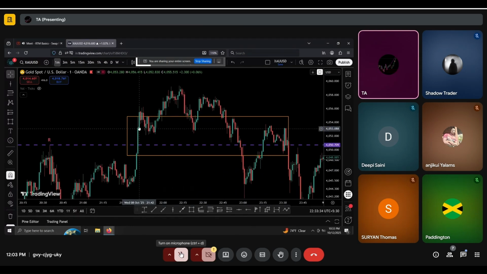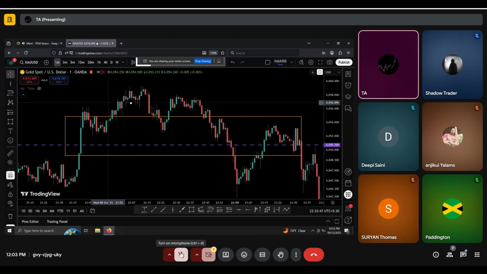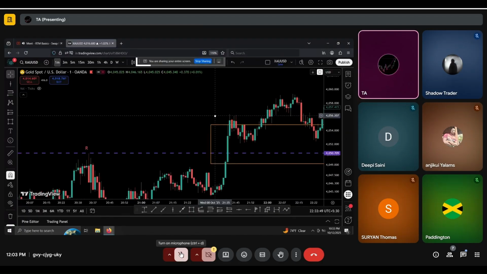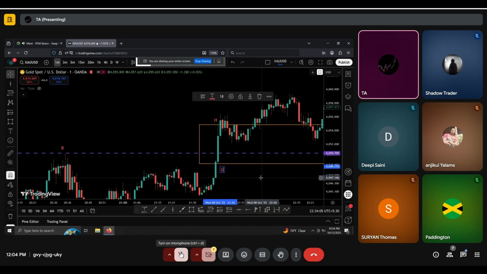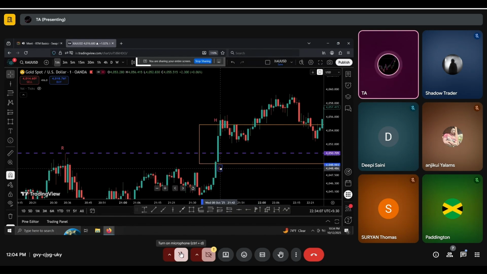What happened? This is our FTR, price goes up and came down again. Price goes up, came down again, and goes up again. I will write some here. Here was the high, and this will be the low of the FTR. The whole candle, we took the whole candle. So this is high, low.